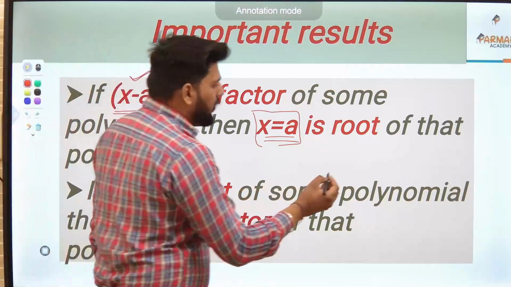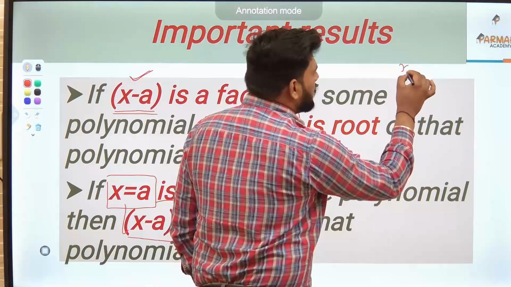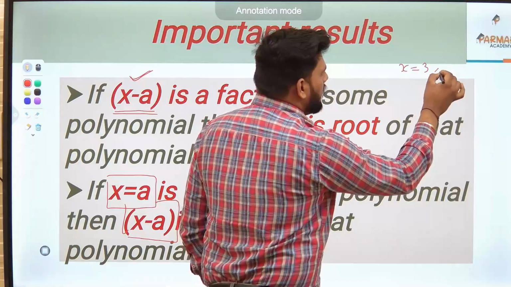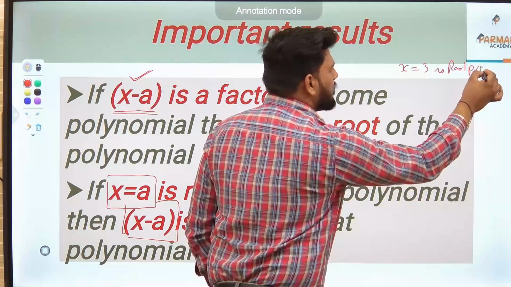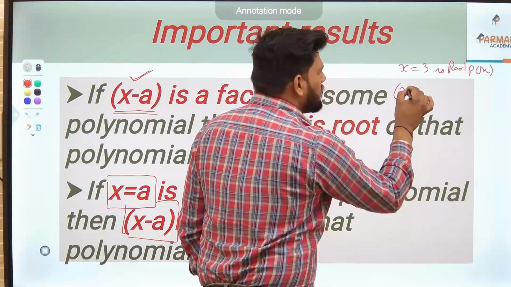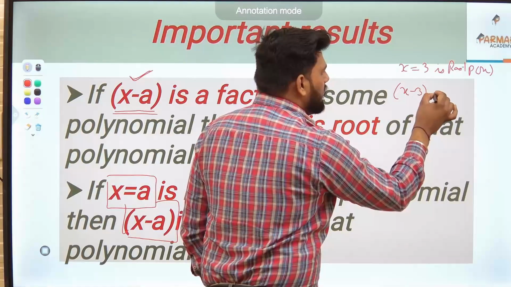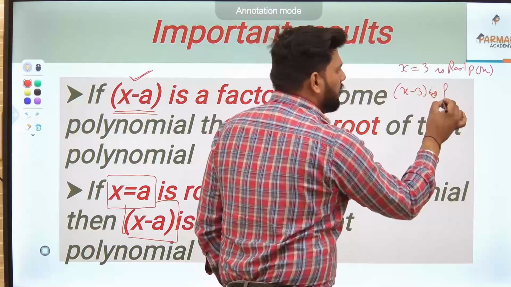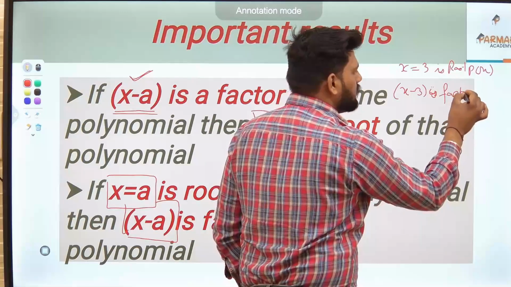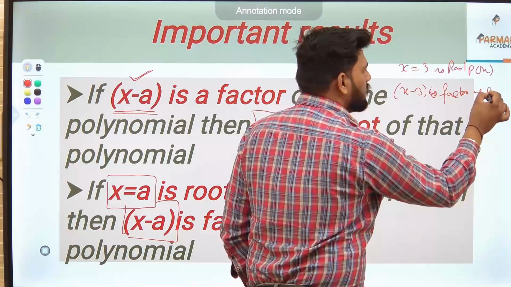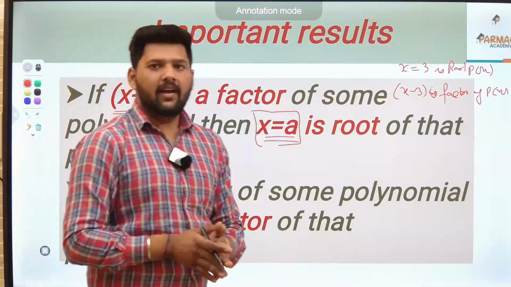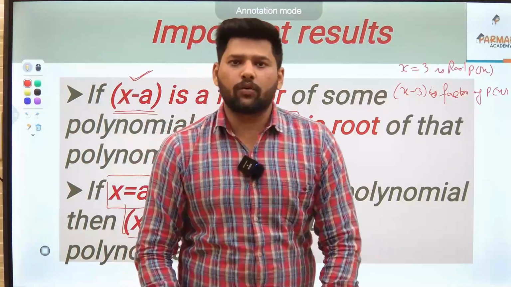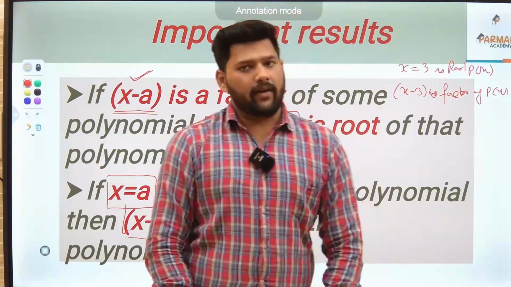I will show you one example: if x is equal to 3 is a root of some polynomial p(x), then x minus 3 is a factor of p(x) also. So this is a very important result, that if we have one root, you can convert that root into a factor also.